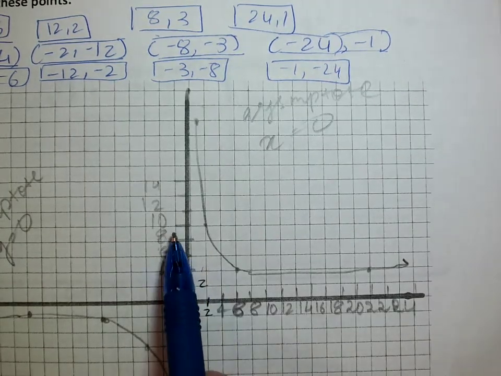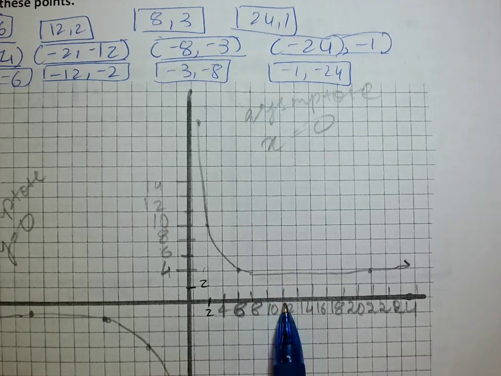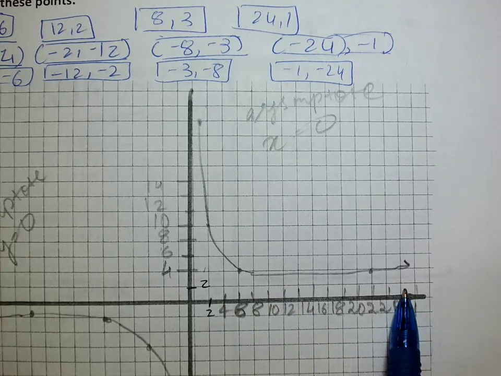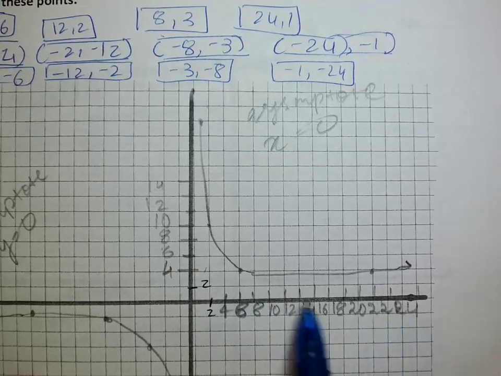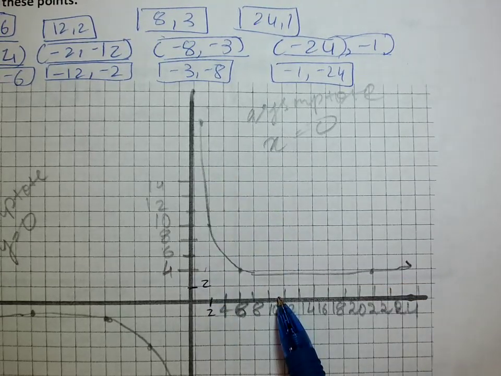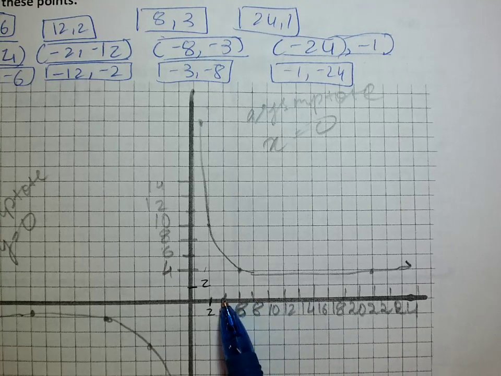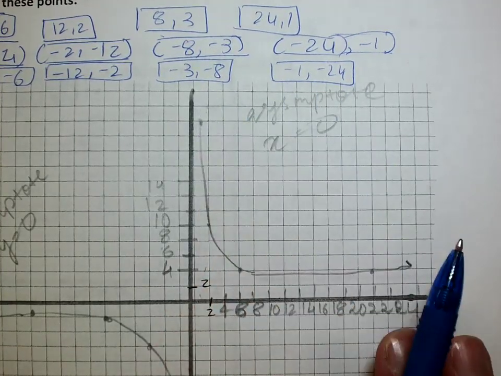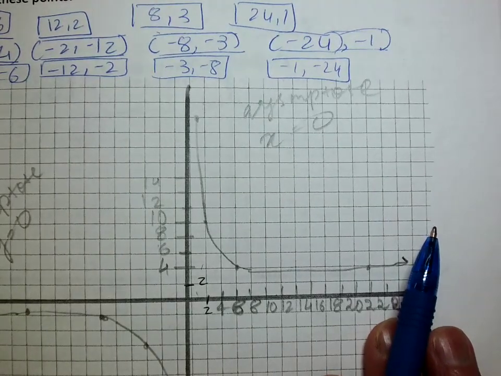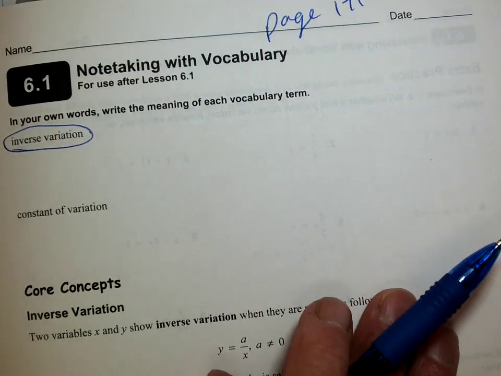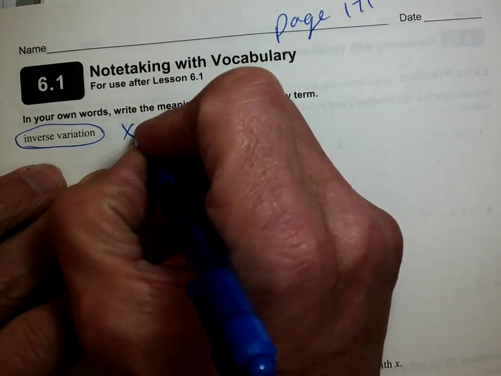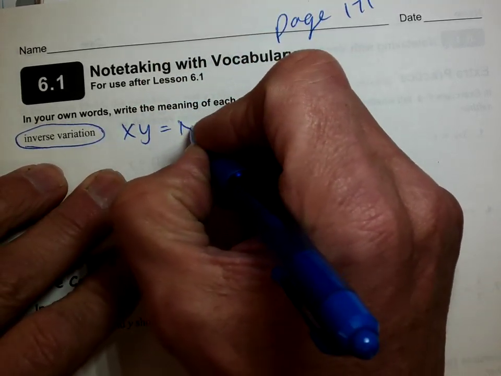So look at this graph. As one x value gets bigger and bigger, the y value gets smaller. Can you see that? My x values are getting bigger as my y values get smaller, right? Or as my x values get smaller and smaller, my y values get bigger. That's like the opposite, isn't it? One gets big, the other gets smaller. That's an inverse variation.